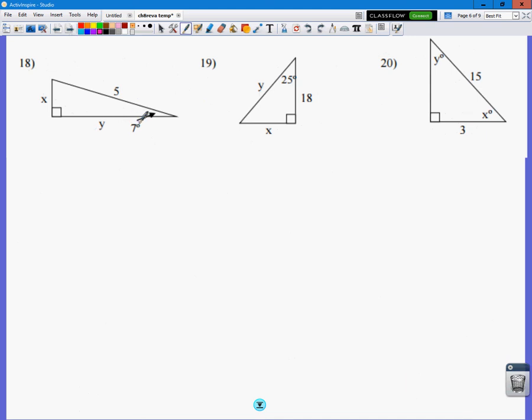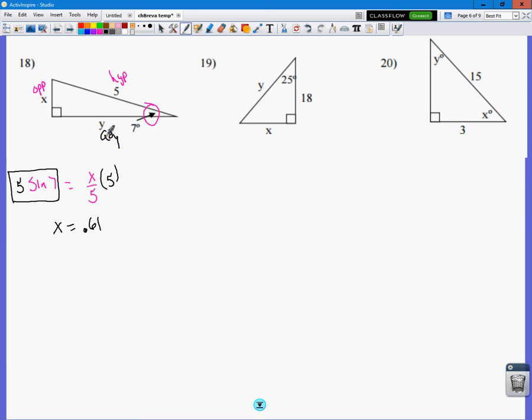Number 18, if we start at this acute angle, x is opposite. 5 is the hypotenuse. Opposite and hypotenuse, sine. The sine of 7 is equal to x over 5. Multiply both sides by 5 to get x by itself. This is what gets keyed into the calculator. And x ends up being equal to 0.61.